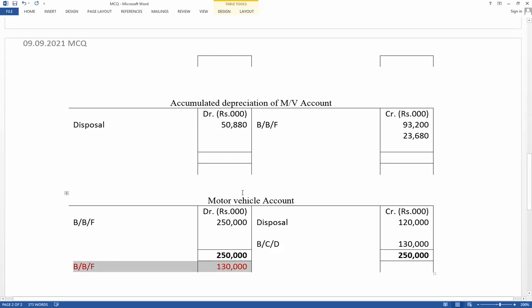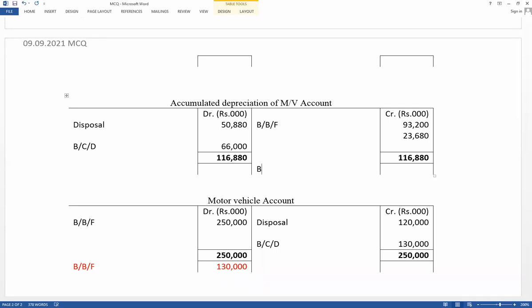This value should be included in the financial position as motor vehicle. And accumulated depreciation the same way. Take the credit side total value, which equals 116,880. Take that value to the debit side. The difference value is the balance carried down. From that value deduct 50,880. Therefore closing balance equals 66,000. This is the closing balance. When preparing the financial position, that value should be included under accumulated depreciation.